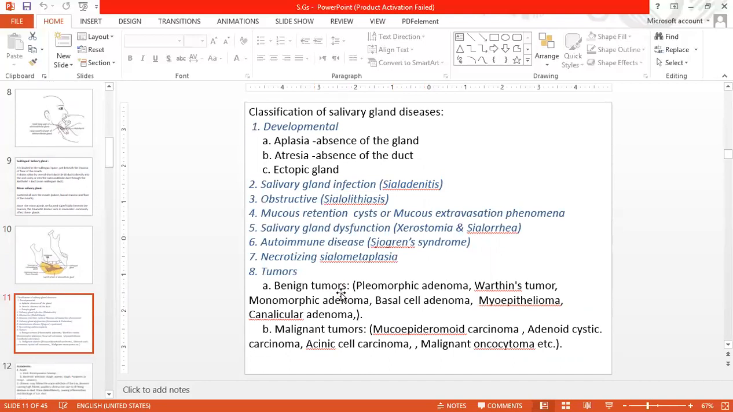Now we go to the classification of salivary gland disease. We have eight classifications: developmental, infection, obstructive, mucus retention, or mucus extravasation. We also have salivary gland dysfunction like xerostomia, autoimmune disease like Sjogren's syndrome, necrotizing sialometaplasia, and tumors, which may be either benign or malignant.